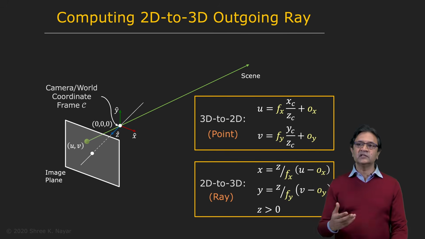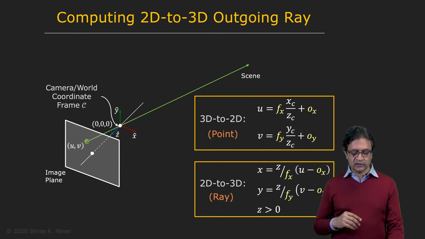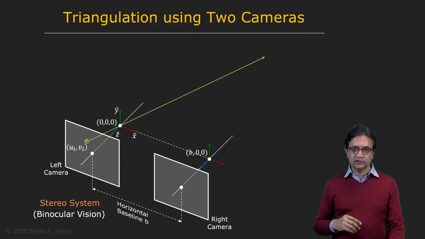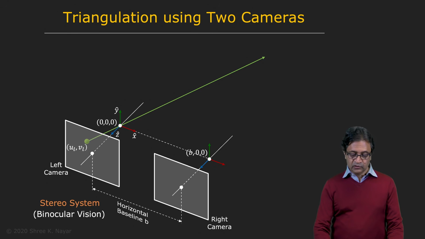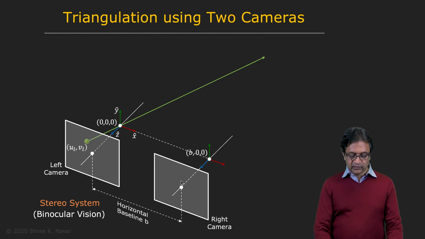So in order to reconstruct 3D, we need more information. A simple way of doing this is by taking two images, using two cameras, or by just using one camera to take one image and then a second image after that. But here are the two images that you're capturing. They're being captured from two different locations.